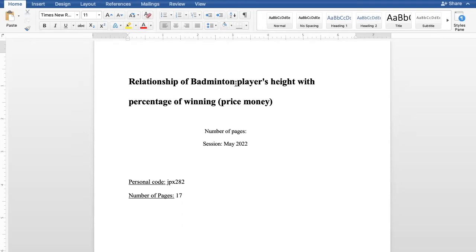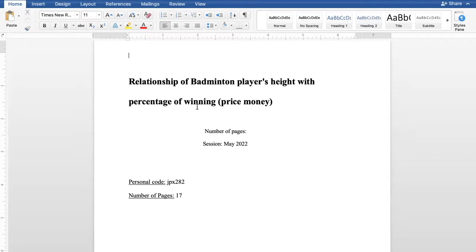Relationship of badminton players' height with percentage of winning bracket prize money. I think we discussed this before. Percentage of winning and prize money, they're different, don't you think? So I think it is best that you decide which one you want to use. Is that okay? Okay. Yes, sir.